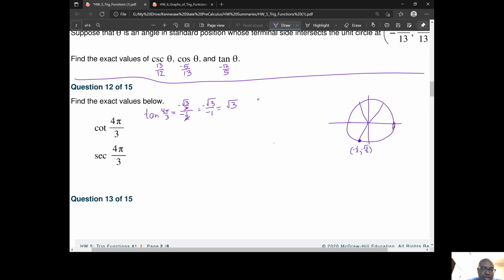Okay, so the cotangent of 4 pi over 3 is going to equal 1 over root 3. But you can't have a square root in the denominator. So you rationalize it, and you end up with root 3 over 3.